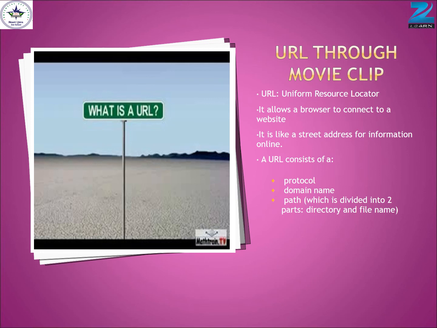URL, at a glance: what are URLs? It allows a browser to connect to a website. It is like a street address for information online. A URL consists of protocol, domain name, path, and file name. So basically, what is the summary? A URL is the uniform address for any web page. It contains parts: which protocol is going to be used, what the domain name is, where the server is located, and what type of organization it is. All this we come to know from the URL.